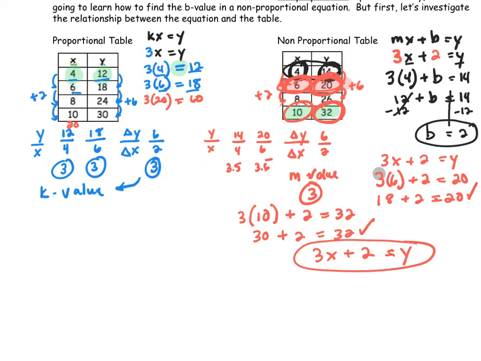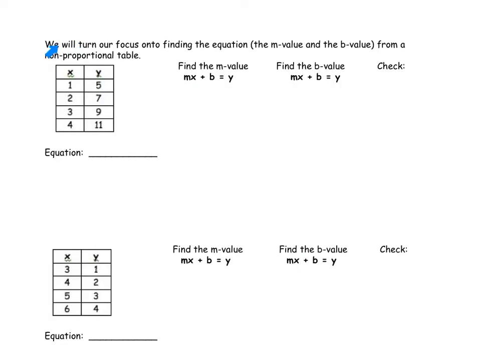So now let's practice a few more of these. Let's turn to the next page, because I know when we learn something new, we need to see it several times. All right, so we're going to turn our focus to defining the equation, the m value and the b value, from a non-proportional table.